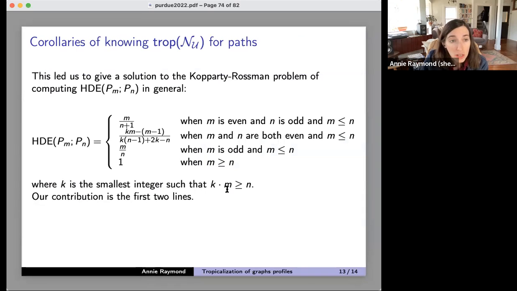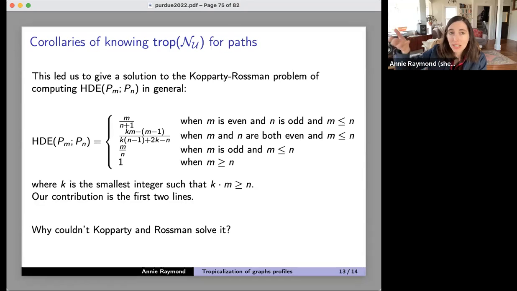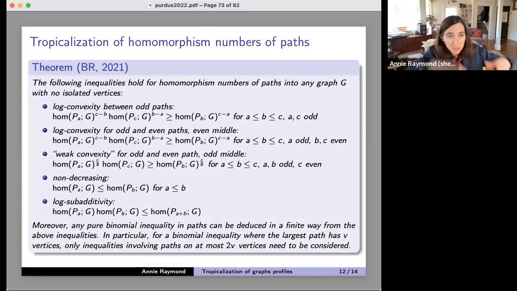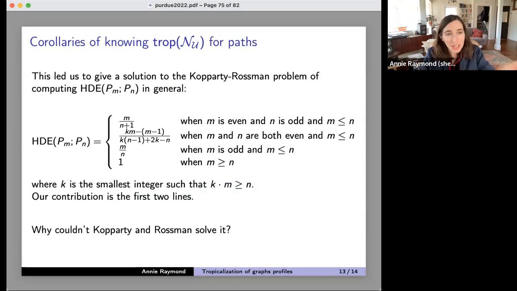Knowing all of this allowed us to give a solution to the Kopparty-Rossman problem of computing the homomorphism domination exponent for any two paths of any lengths. Our contribution is the first two lines. The last two lines were already known. Without wanting to throw shade at Kopparty and Rossman, one could ask, why couldn't they do it? Because in the end, to prove the inequalities themselves, we used their technique. So why couldn't they recover this?